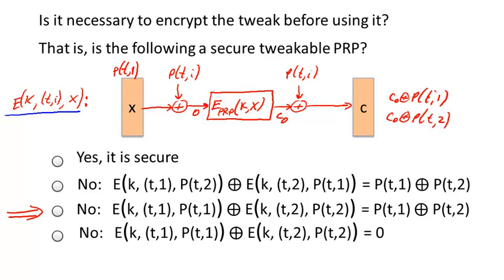The fact that this is true means that an attacker can simply query the challenger at this tweak and this data, this tweak and that data, and then just compute the XOR of the two responses and compare to the XOR of the appropriate padding values. And if the equality holds, we're interacting with a pseudo-random function. Otherwise, we're interacting with a truly random function. So this would allow the attacker to defeat this construction with advantage 1.